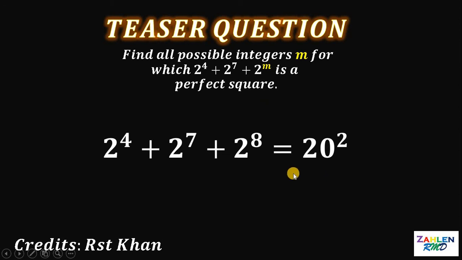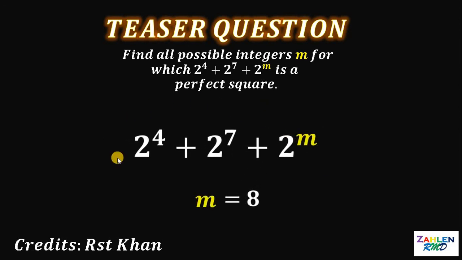Therefore, the value of m which will make this expression a perfect square must be 8. And as always, we are done.